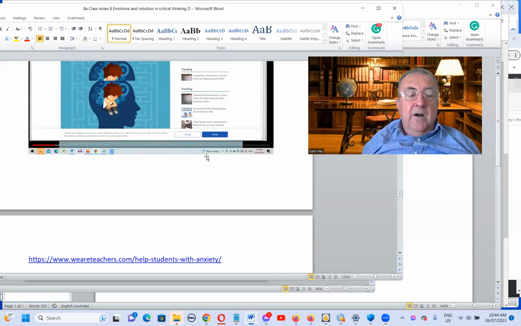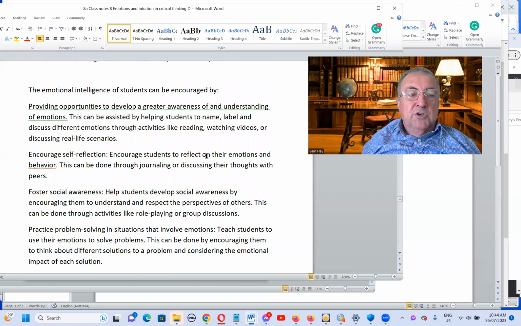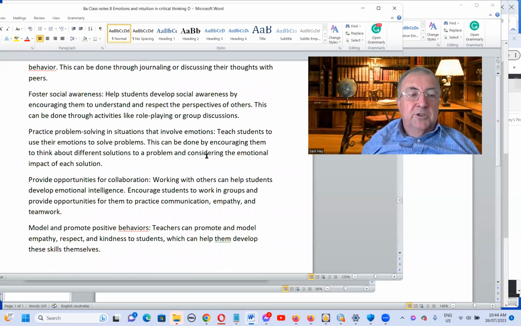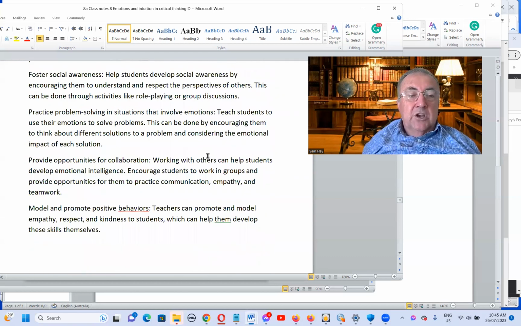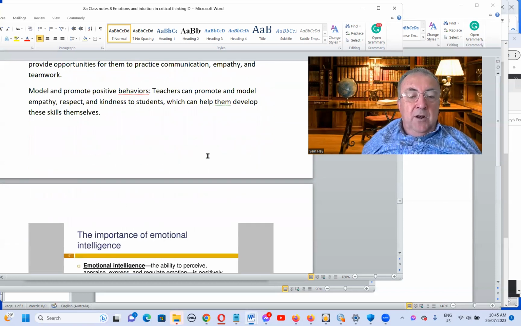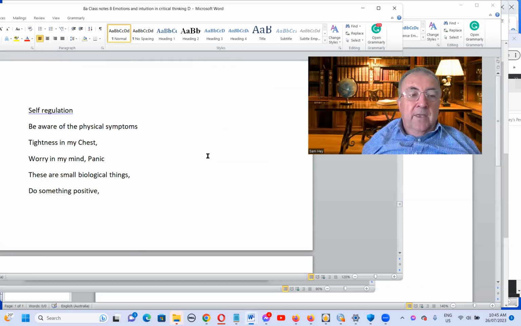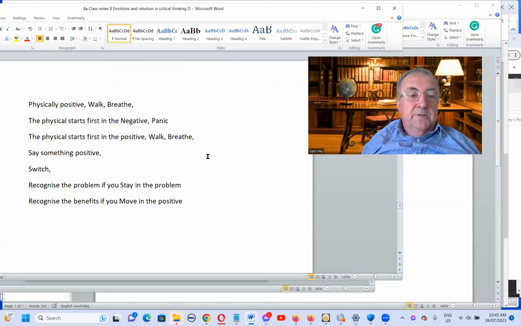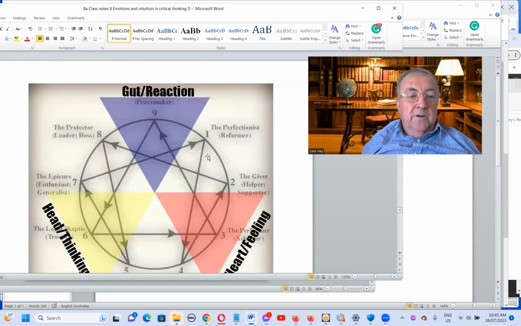And if you're a Christian, I encourage healthy practices in terms of your spirituality and worship and reading the Psalms and scriptures there. Emotional intelligence for yourself and students and all people can be encouraged through reflection, social awareness, practicing problem solving, collaboration, and modeling and promoting healthy behaviors. And emotional intelligence can be an important skill. Self-regulation for all of us can be important.